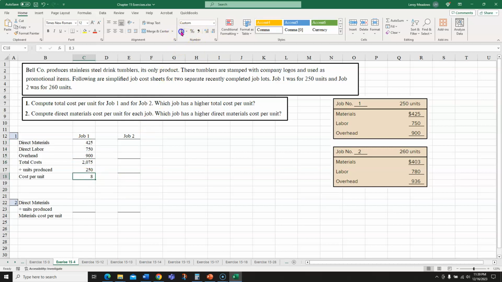And get this formatted here. And that's what we have for cost per unit. So let's do the same thing for job 2. Job 2, I incurred material costs of $403, labor costs of $780, plus overhead costs of $936.